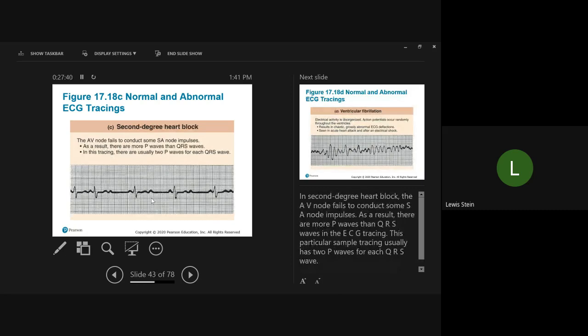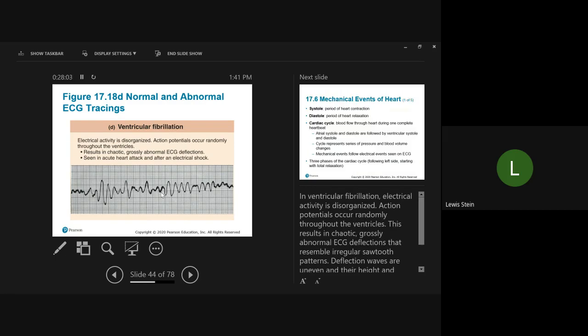Second degree heart block. Remember I told you before, it means some get through, some don't. Notice it's not particularly impressive. Here: P wave, QRS, look at the depression, T wave. P wave, nothing. P wave, QRS, T wave, P wave, nothing. So one's getting through, it's like a 2-to-1 block. And I've seen 3-to-1 blocks and things like that.